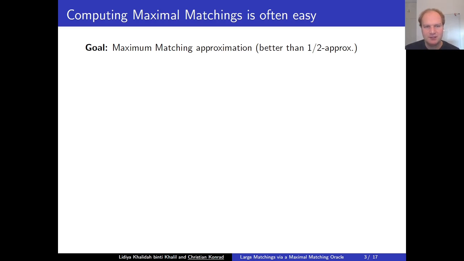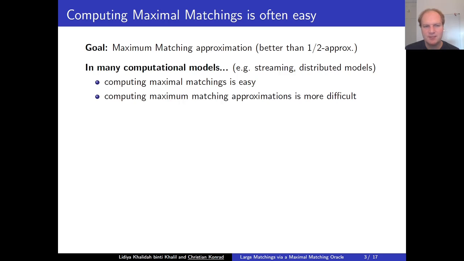Now, one motivation for this work is the following observation. We know that in many computational models, in particular data streaming, and I will come back to that a bit later, but also many distributed models, computing maximal matchings is rather easy, and computing larger matchings, approximations to maximum matching that are, say, 1 minus epsilon approximations or beta approximations, is more difficult.